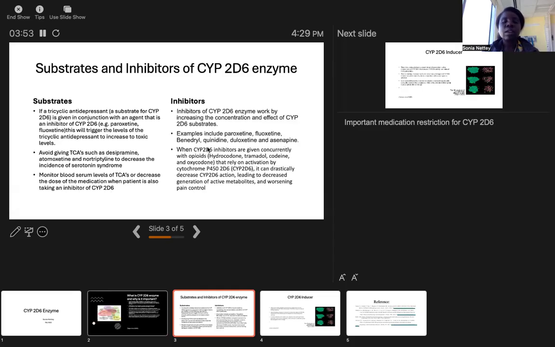And when CYP2D6 inhibitors are given concurrently with opioids, such as hydrocodone, tramadol, codeine, oxycodone, that rely on activation by the cytochrome P450 2D6 enzyme, it can drastically decrease the action of the enzyme, leading to decreased generation of the active metabolites, worsening pain control.